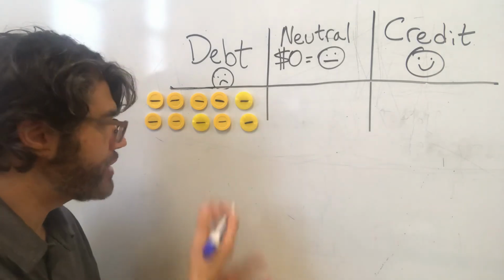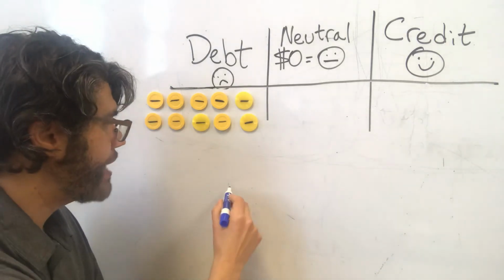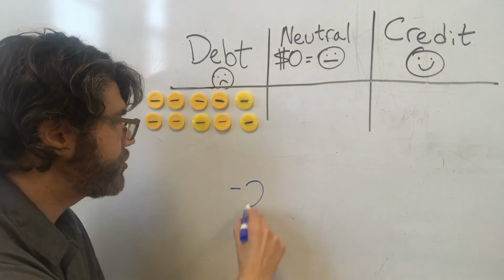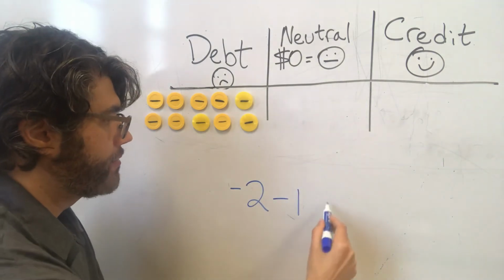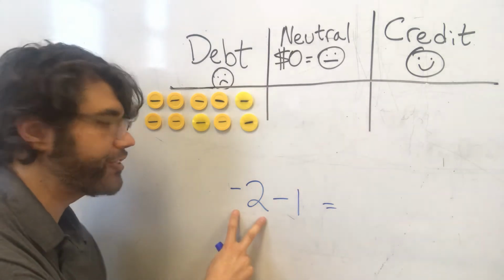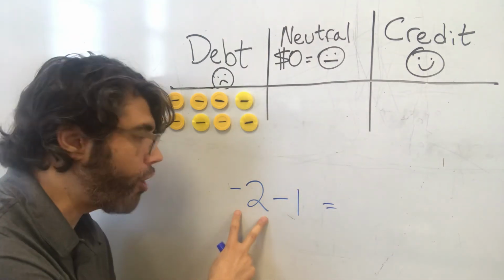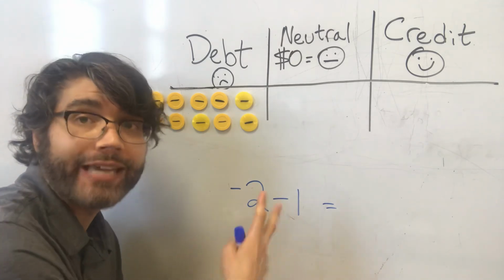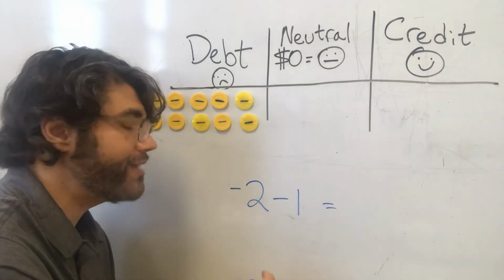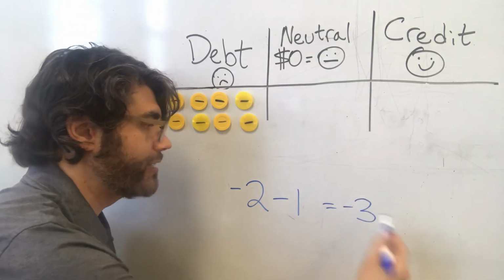And so let's just give another example. How about we have -2 minus 1. All right, what would that be? So we're in $2 of debt right here. We're already in $2 of debt. Now they're going to take another $1 away from our account. So now we're going to be even further in debt. We're going to be $3 in debt.